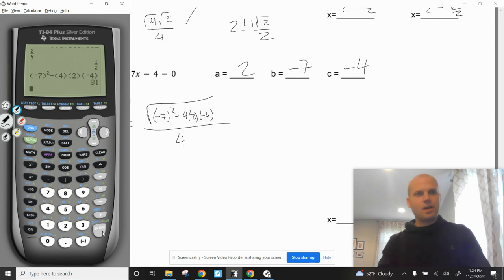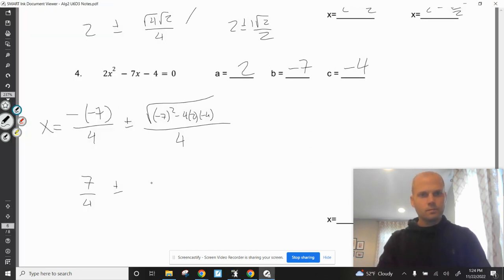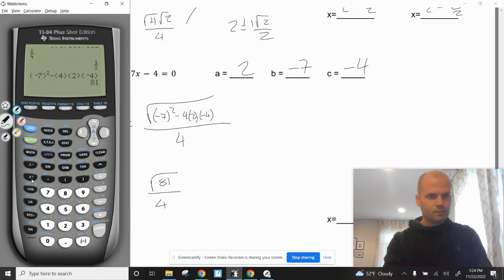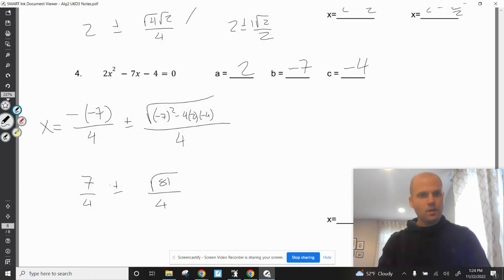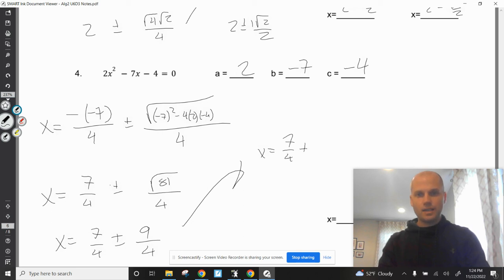A lot of stuff and numbers to keep track of. Oh, that's nice, 81. Okay, try to simplify that. This is where we always like to check the first number because it's just 9. So I get 7/4 plus or minus 9 over 4. So we get 7/4 plus 9/4, and we get 7/4 minus 9/4.